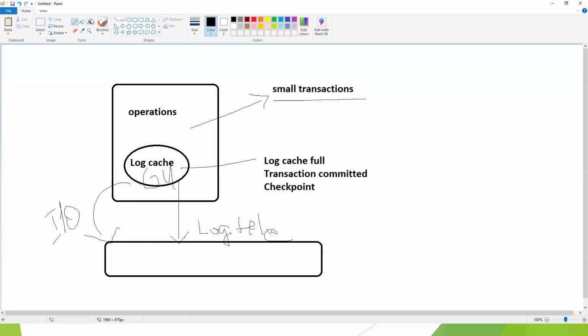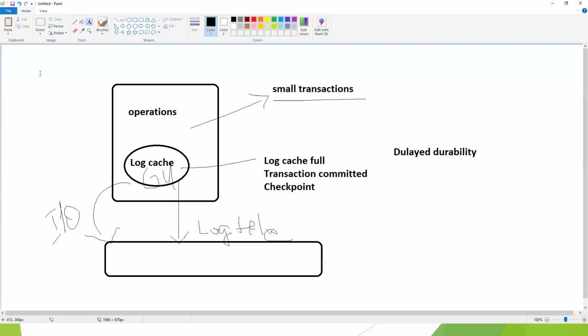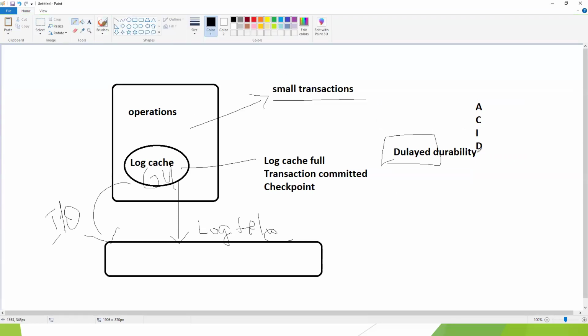So to avoid that frequent small flush, we have one configuration, but that is not even recommended. I'll tell you why and what it is. We have something called delayed durability, a database configuration. So what is durability? It is part of your ACID properties, right? Atomicity, consistency, isolation, and durability, the last property in ACID.